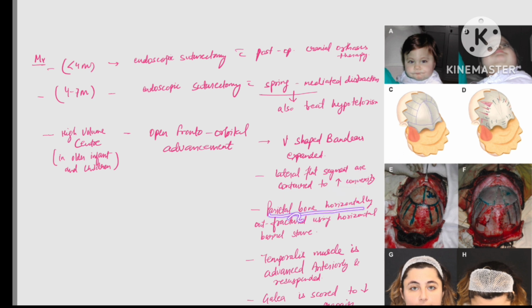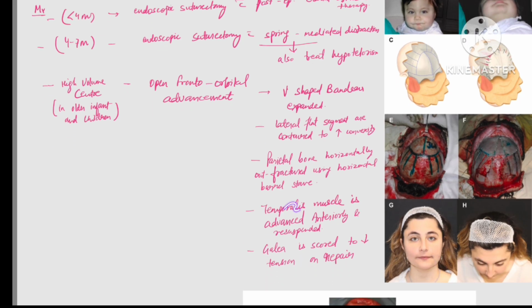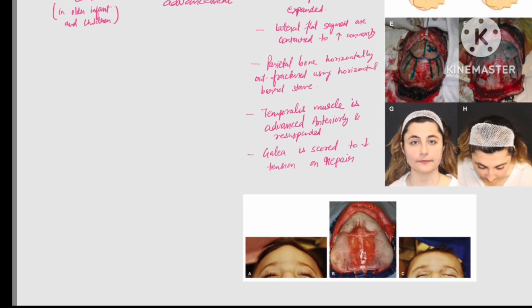Parietal bone is horizontally out fractured using horizontal barrel staves, and temporalis muscle is advanced anteriorly and resuspended, and galea aponeurotica is scored to decrease tension on repair. In the final images, we can see the improvement in shape of the brow.